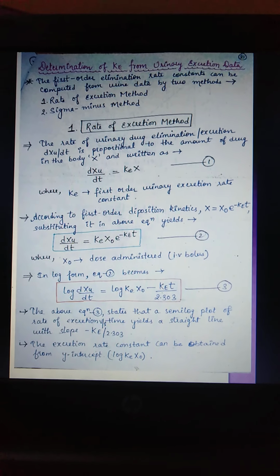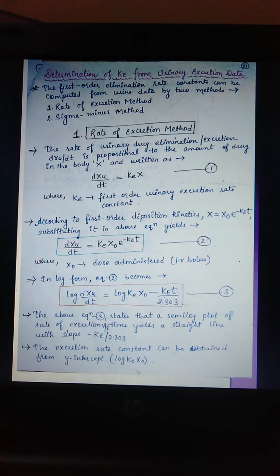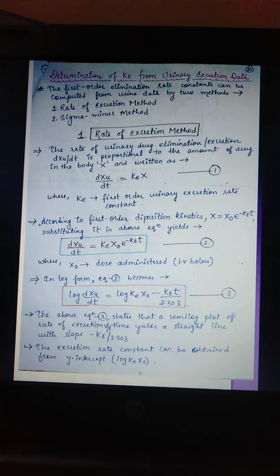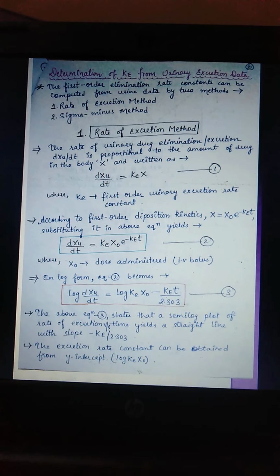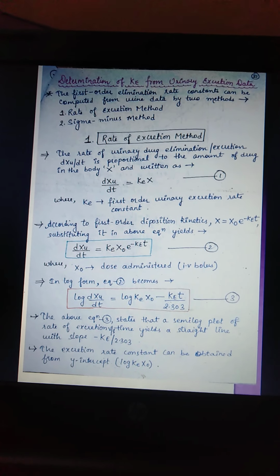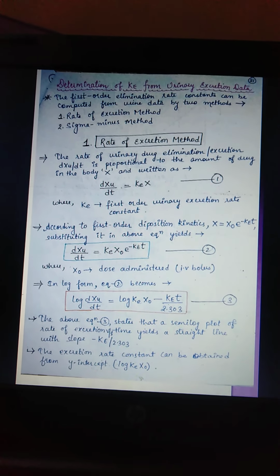the amount of drug in the body X and is written as dXu/dt = ke X, where ke is the first order urinary excretion rate constant. So according to first order disposition kinetics, we can convert X into exponential form, where we get the value X = X0 e^(-KE t).